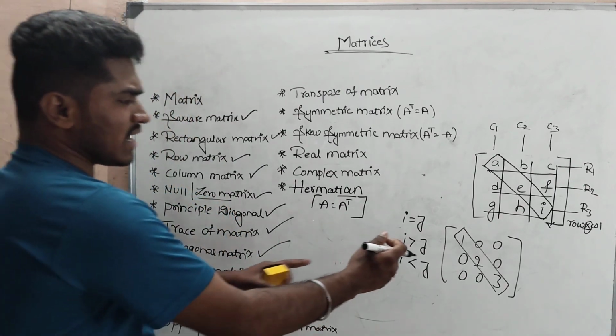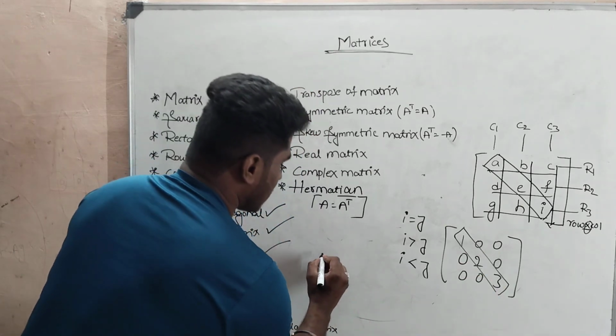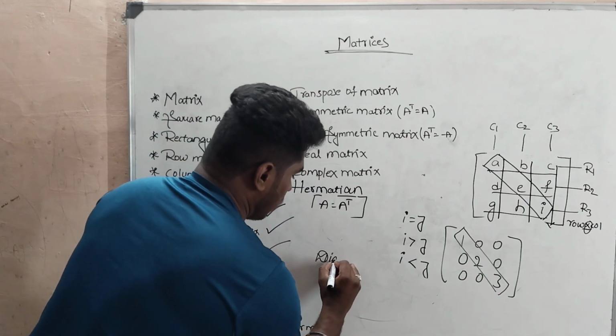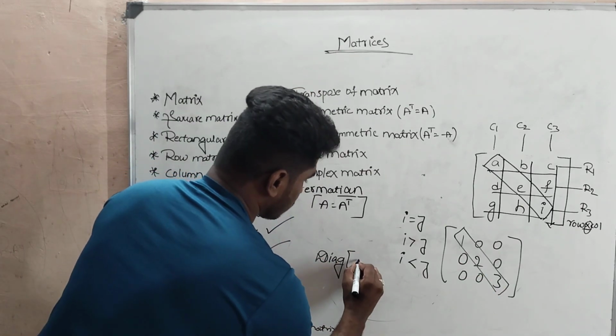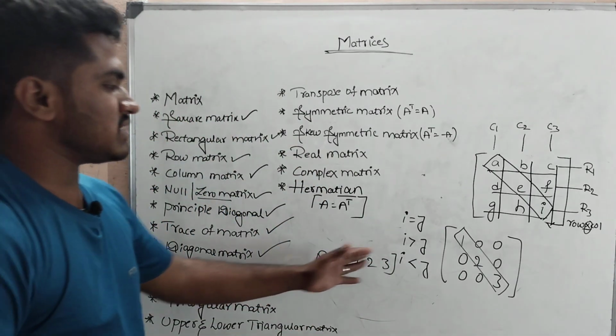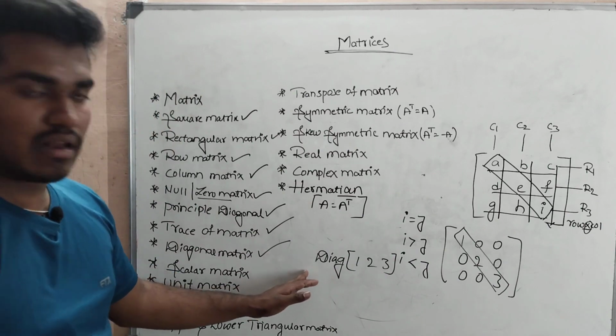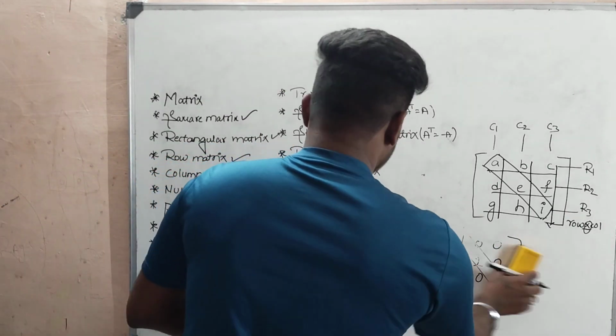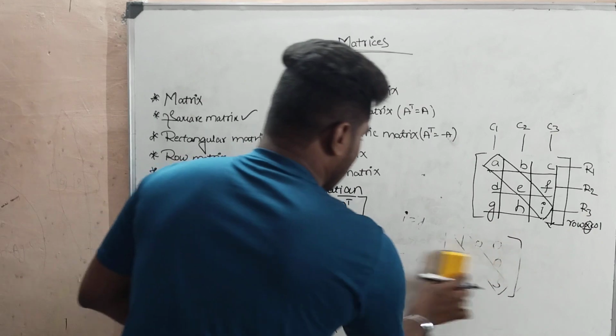So this matrix can also be represented as 1 2 3. Likewise, we can also represent this particular diagonal matrix like this. So that's what the diagonal matrix is.